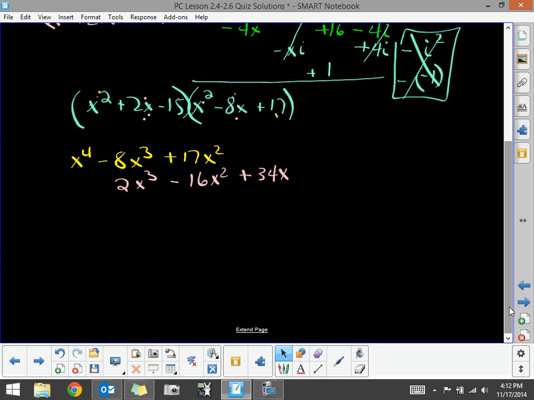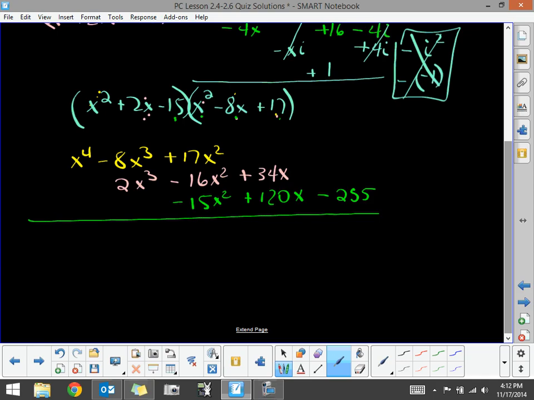Got one more round of distributing here. And that's a negative 15 times x squared is a negative 15x squared. Negative 15 times a negative 8 is a positive 40 carry the 120. I better make sure I got that right. Yep, 120x, and then negative 15 times a positive 17 is a negative 255.